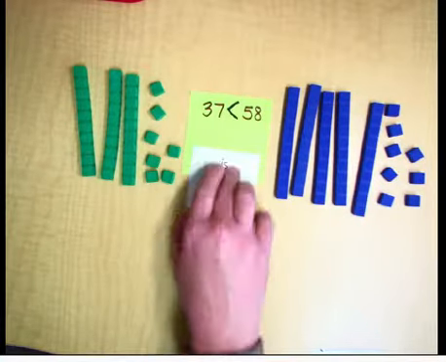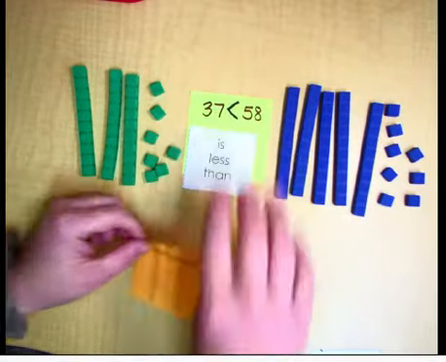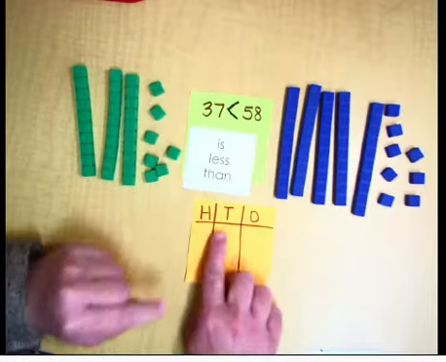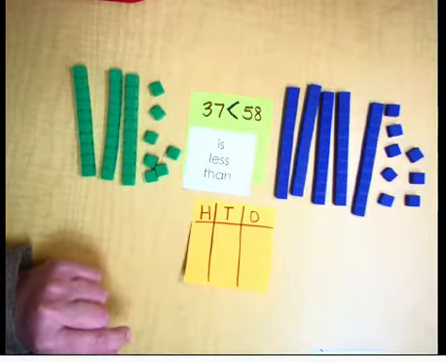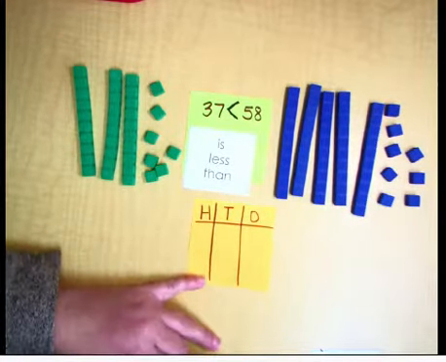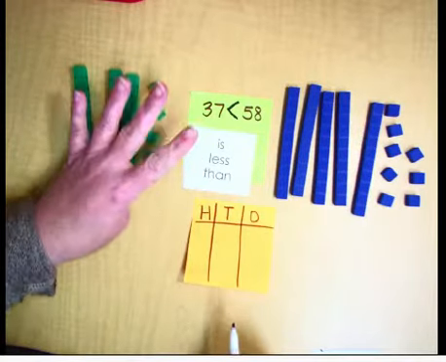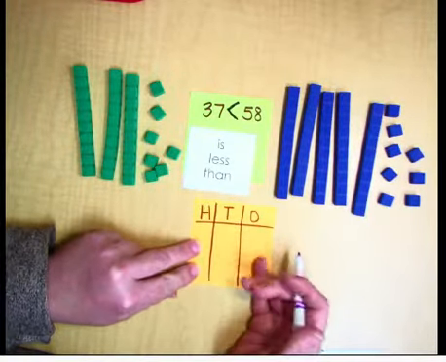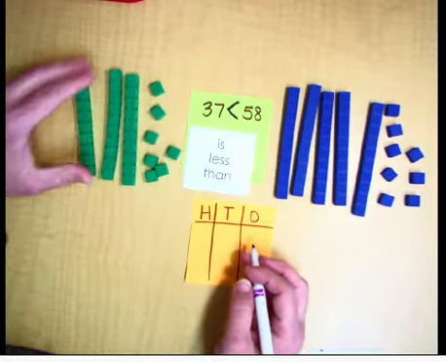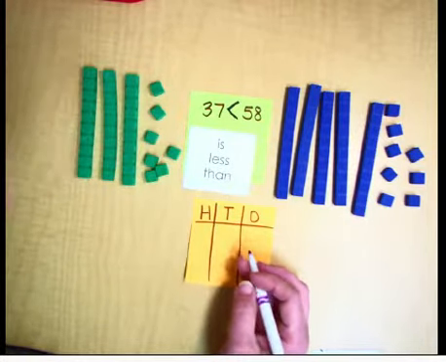I want to introduce to you a new strategy for comparing today. That's using an HTO chart, hundreds, tens, and ones, just our regular place value chart. How in the world is that going to help us? Well, you're just going to put your numbers in there, and then it makes it easier to compare them when we can move to more of an abstract method of doing it.